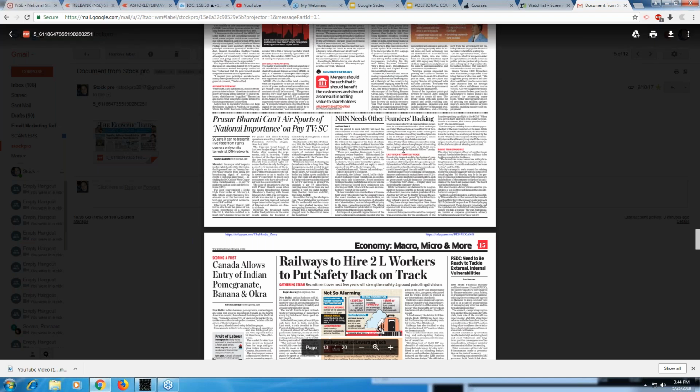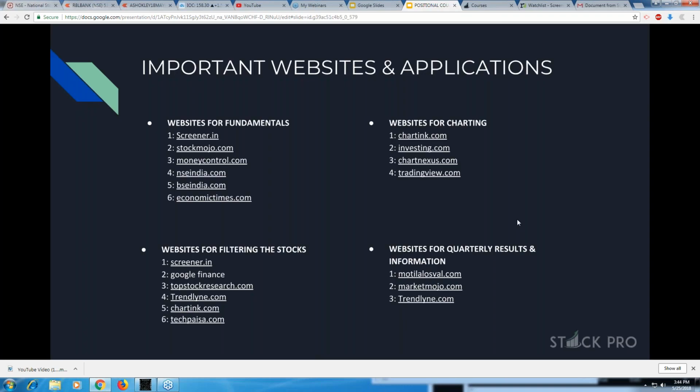The second is different websites. There are some mobile applications and some web applications that you should be able to scan through. If you want to understand the fundamentals of a company, there is screener.in, stockmojo.com, moneycontrol.com, nseindia.com, bseindia.com, and economictimes.com, right? I love this website called screener.in.